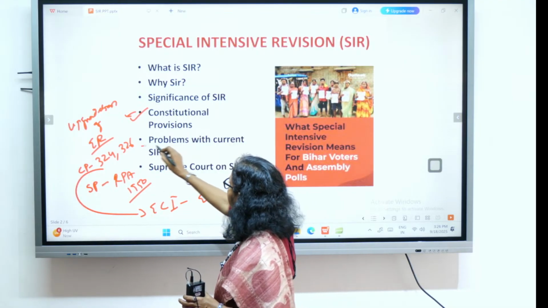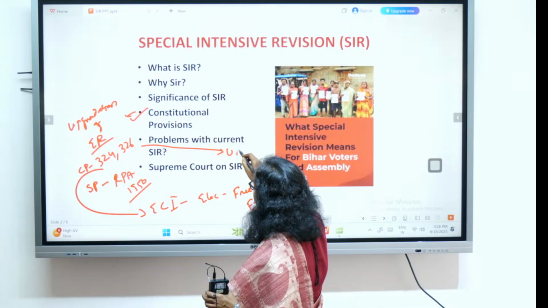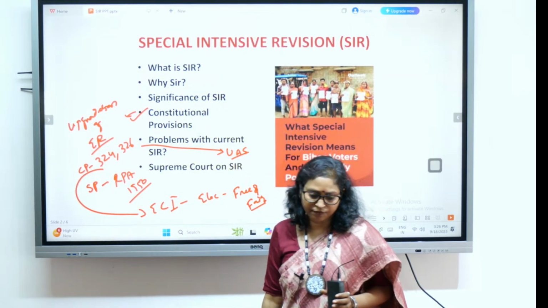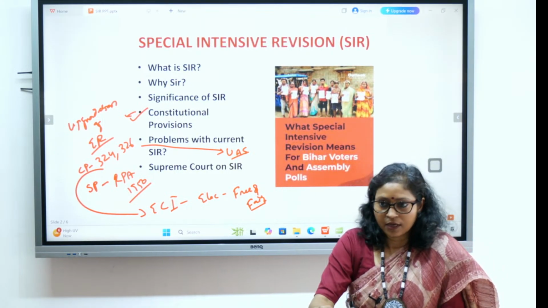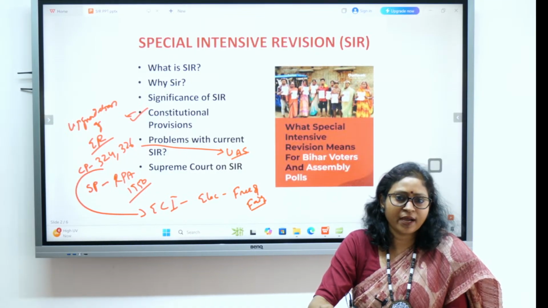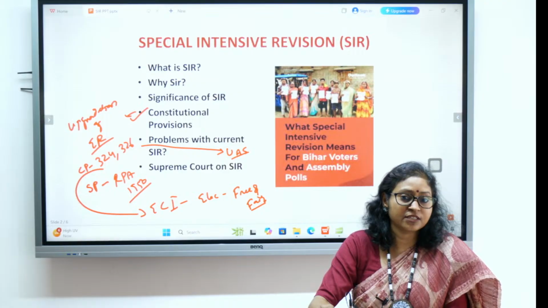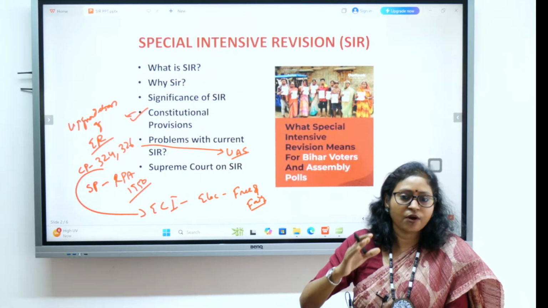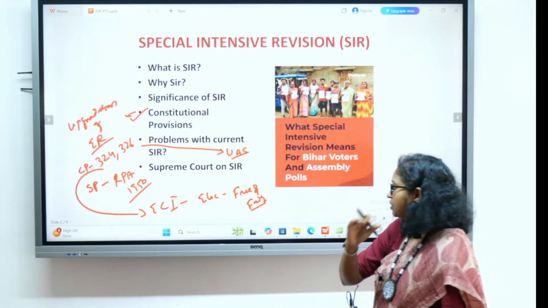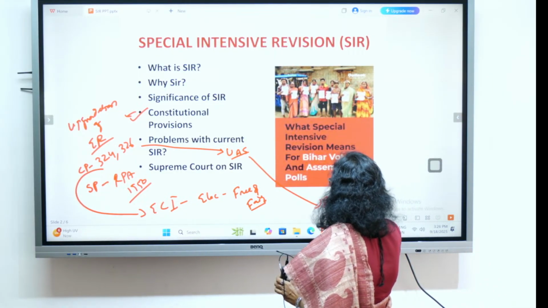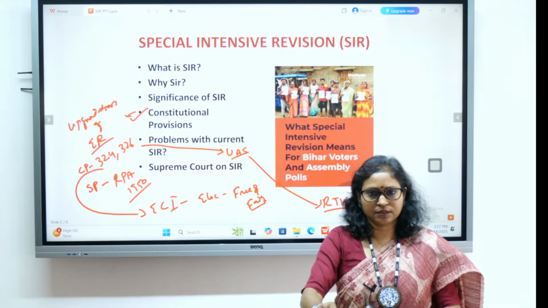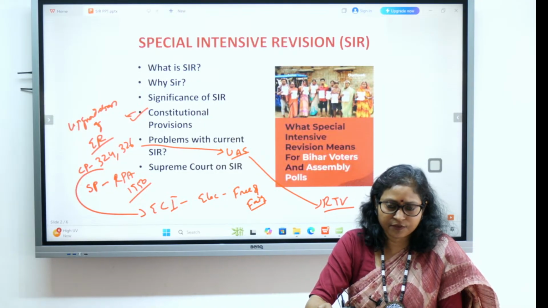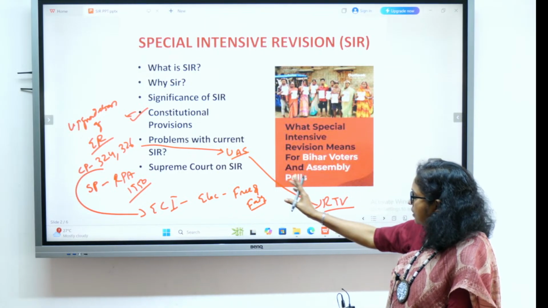Now what is Article 326? Article 326 is universal adult suffrage, or universal adult franchise, where every citizen of India who has turned 18 years of age and is not barred by law has the right to vote. So these are the constitutional provisions related with the topic, that is special intensive revision or upgradation of electoral roll: Article 324 and Article 326.